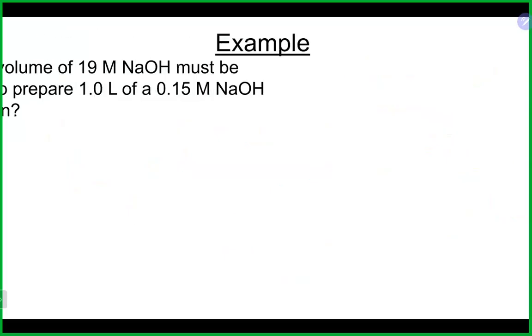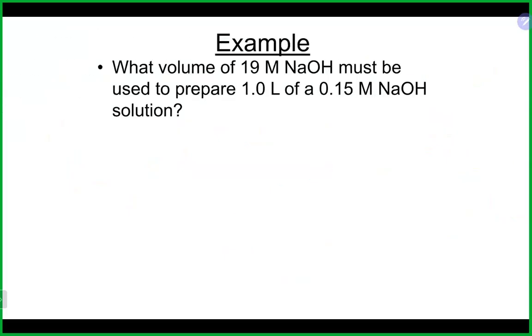All right, so let's take a look at an example here. What volume of 19 molar sodium hydroxide must be used to prepare 1 liter of a 0.15 molar sodium hydroxide solution? Okay, so let's take a look. In this case, we want to know what volume of 19 molar sodium hydroxide needs to be used to prepare 1 liter of 0.15 molar sodium hydroxide.